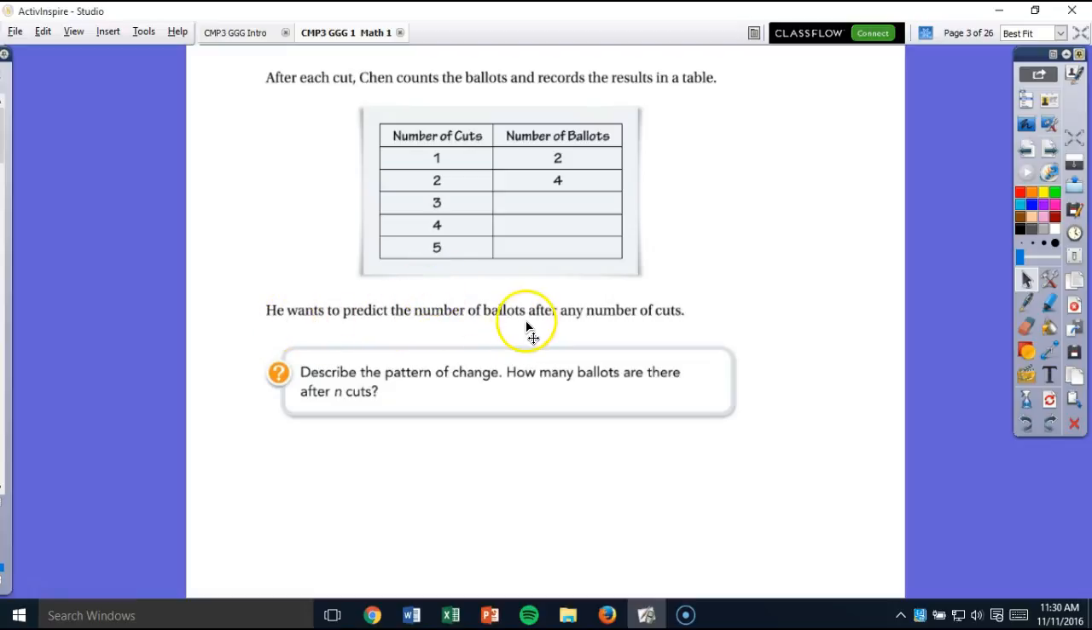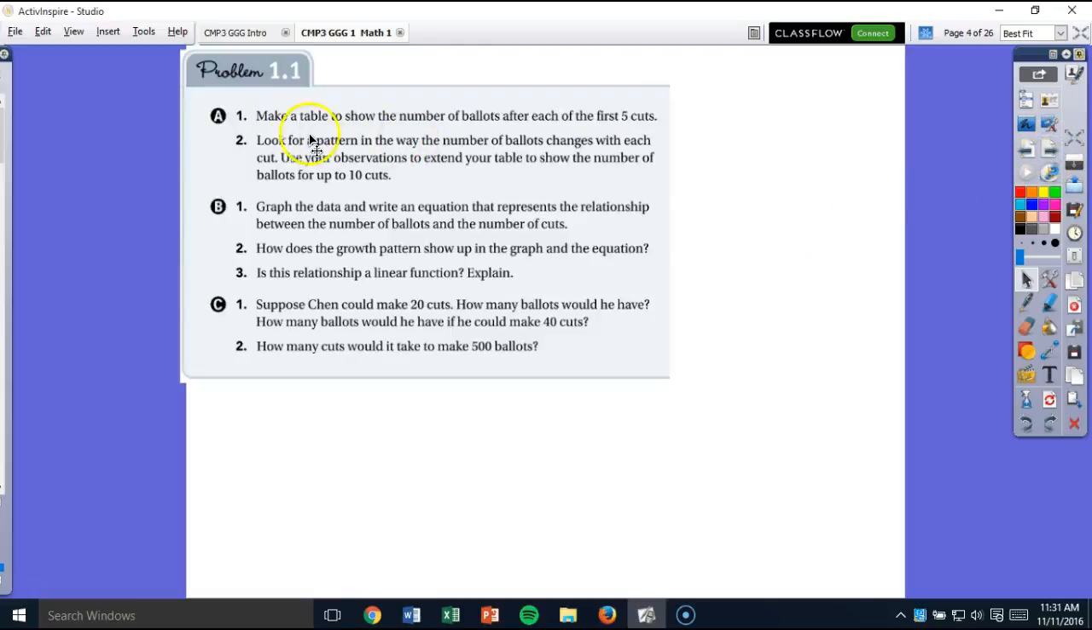Anyway, he wants to predict the number of ballots after any number of cuts. So we want to be looking for a pattern. How can you predict the number of ballots, say, after 8 cuts? Or how can you predict how many cuts to make if we needed 128 ballots, or as they said in the video, 256 ballots? So we need to be able to describe the pattern of change and how many ballots are there after n cuts, n being a variable of any number, a dependent variable. So how do you find the entries for each table as we take a look at problem 1.1?